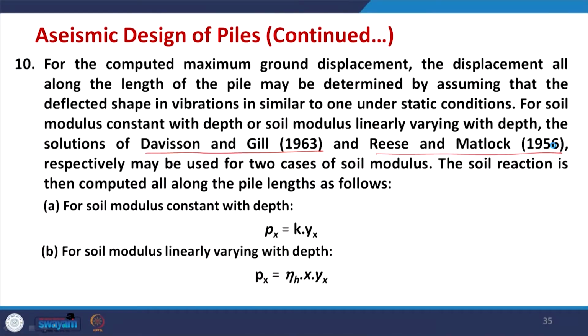However, how this displacement varies along the pile depth, then again we use the same theory which we have used for the lateral load, that is either Reese and Matlock theory or Davisson and Gill theory. So, the soil modulus is constant with depth, then you have this p(x) equal to k into y(x), where y(x) is the variation of this displacement along the depth, and that can be found from the methods which we have already discussed. This was the case for soil modulus constant with depth, and the second case, soil modulus linearly varying with depth, is given here.